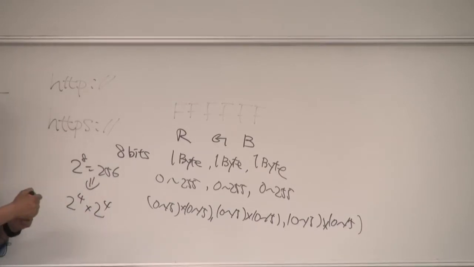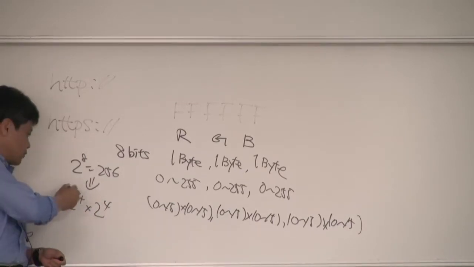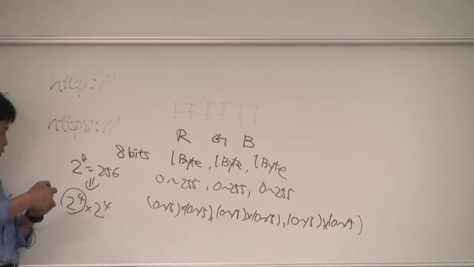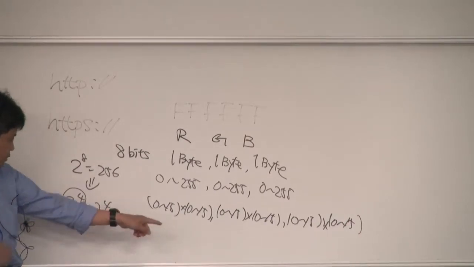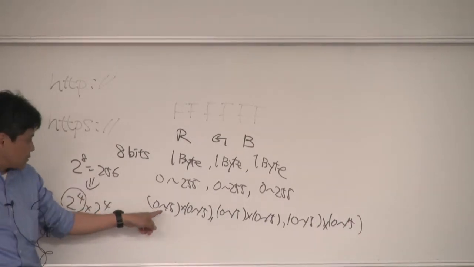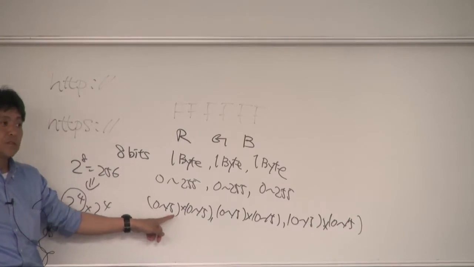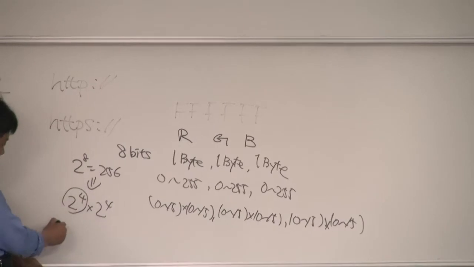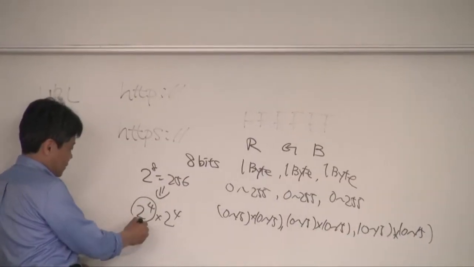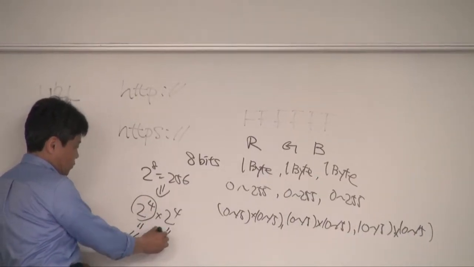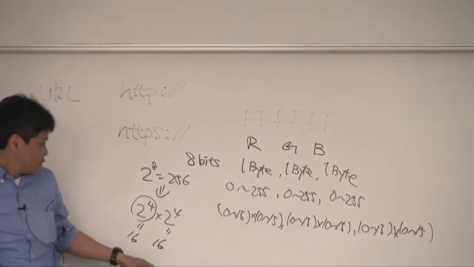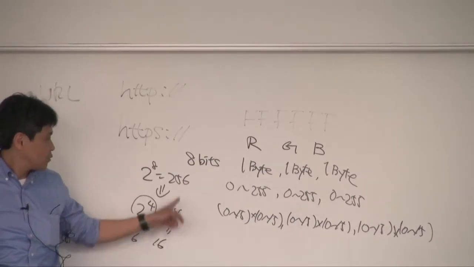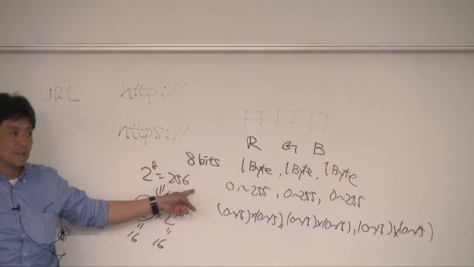You can divide the 8 bits into 4 bits and 4 bits. Using 4 bits, you can express an integer number from 0 to 15. Can you understand? Because 2 to the power of 4 equals 16.